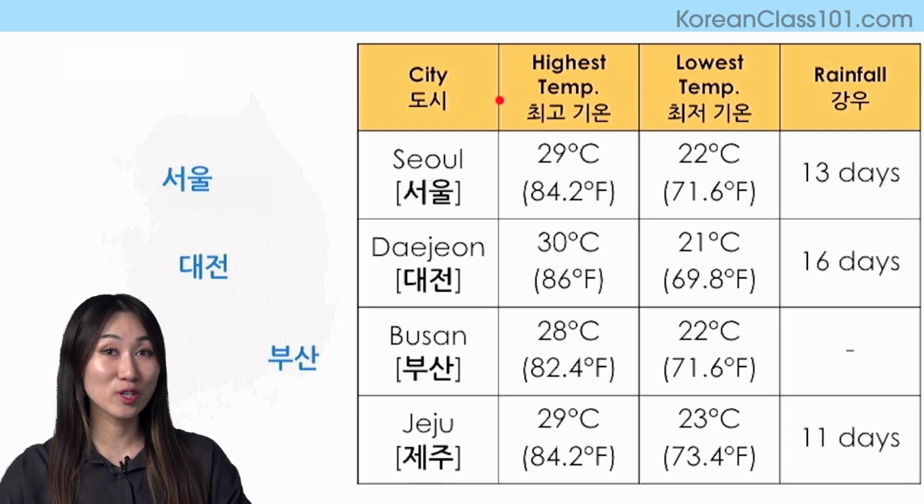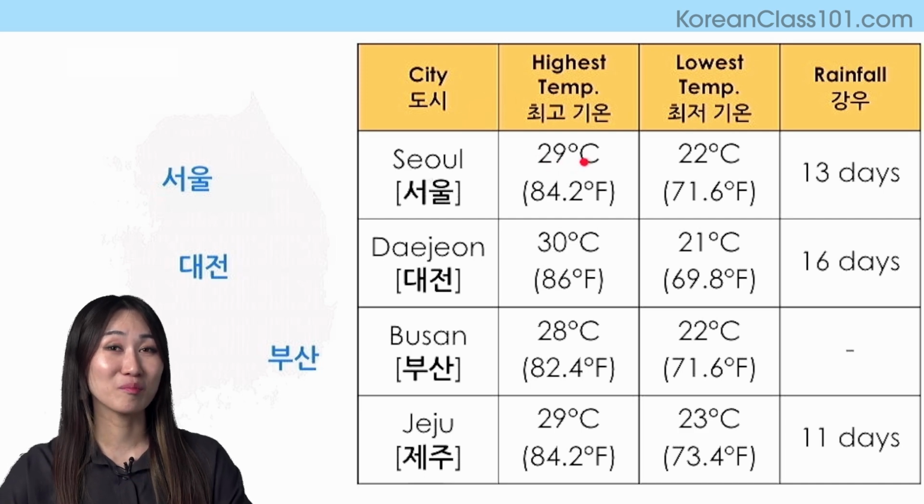The highest temperature is 29 degrees. 29도예요. By the way, as you can see here, it is Celsius. In Korea, we don't use Fahrenheit, so please be careful.